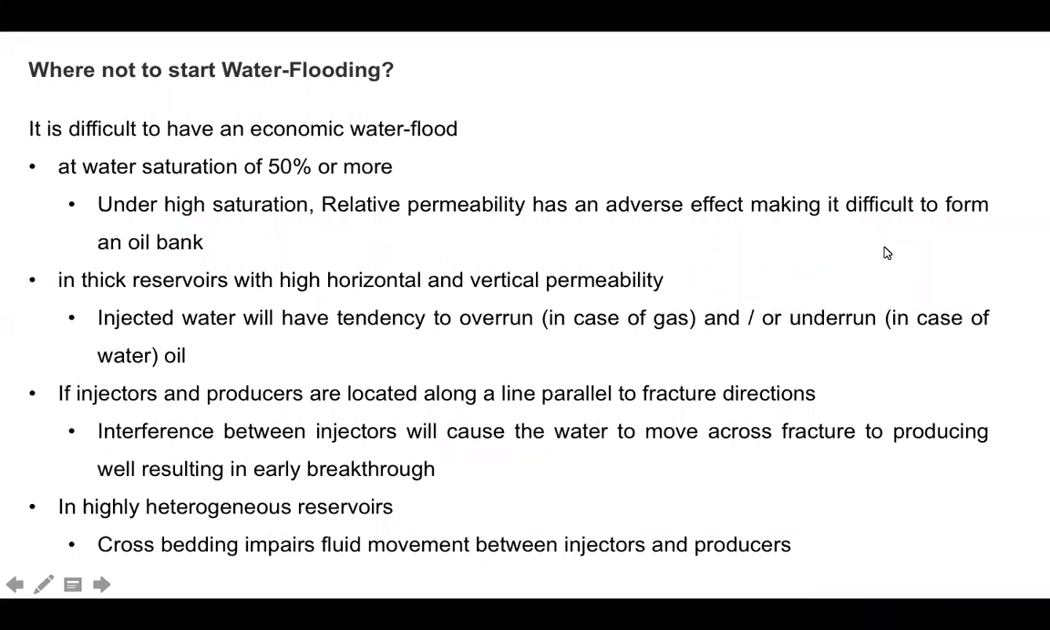So rather than seeing which fields will benefit from water flooding, let's just see which fields will not benefit from water flooding. It is difficult to have an economic water flood if your field is at a water saturation of 50% or more. Now, why? Because under high saturation of water, relative permeability has an adverse effect, making it difficult to form an oil bank.